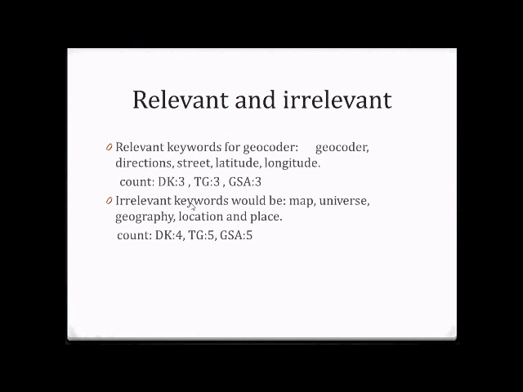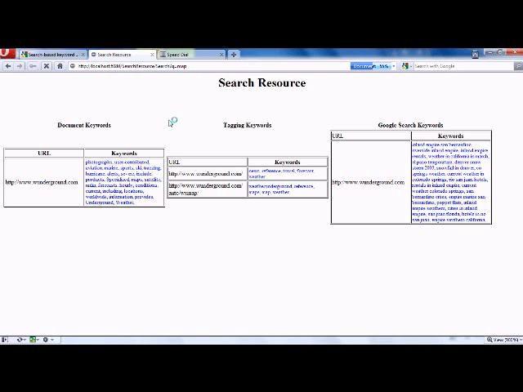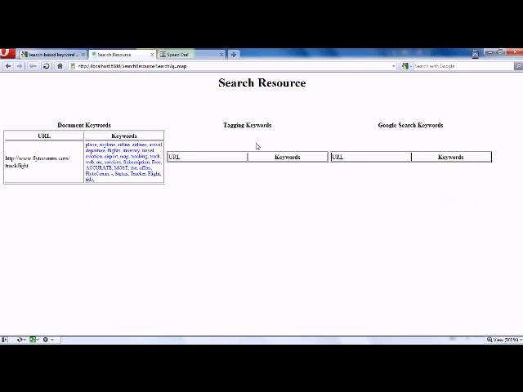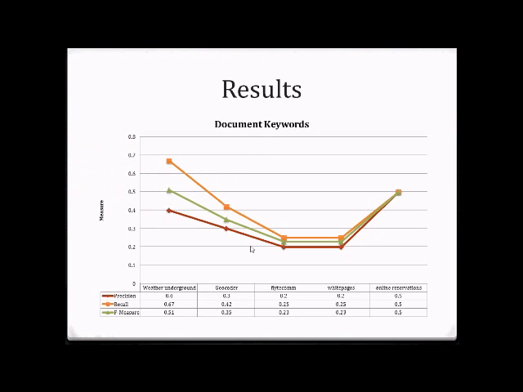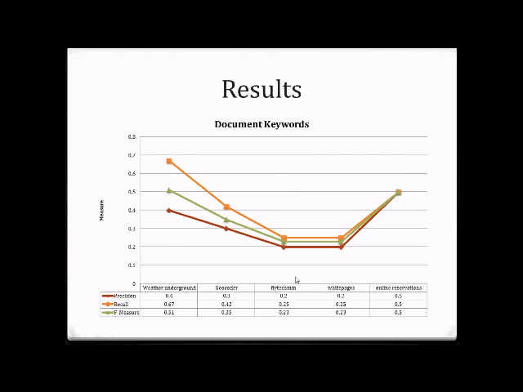Now, whereas map is an irrelevant keyword. In such case, for an irrelevant keyword, none of them should return. Document keyword has returned. So based on these counts, we have measured the performance using precision, recall, and F measure for those values and plotted them on the graph. For each technique, let us see the results.